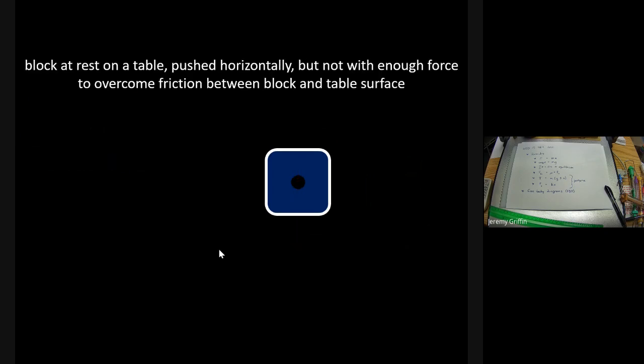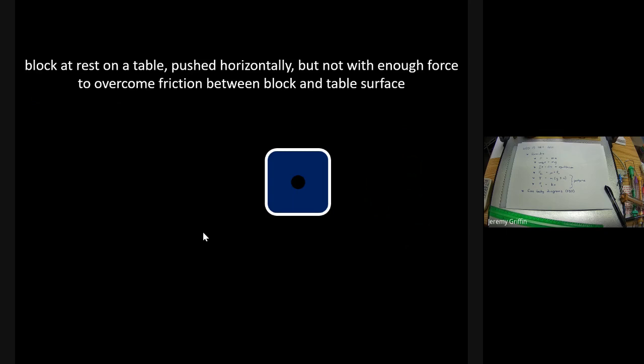What about this? Next one. What if there's a block at rest on a table, pushed horizontally, but with not enough force to overcome the initial friction force between the block and the table surface? Okay? This is one of the reasons I gave you guys some notes on friction so that you'd be thinking, okay, well, I know a bit how friction works.